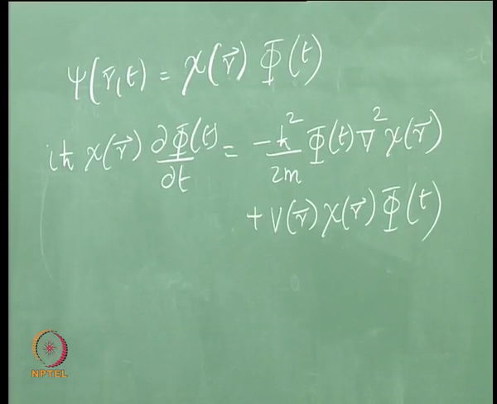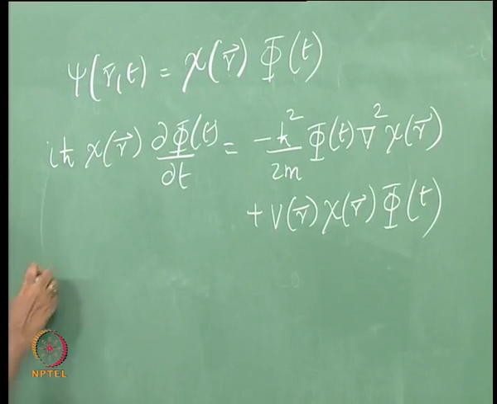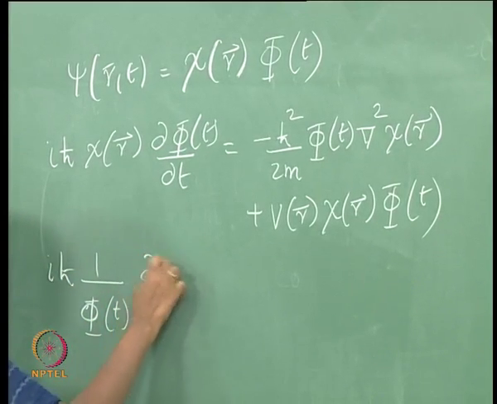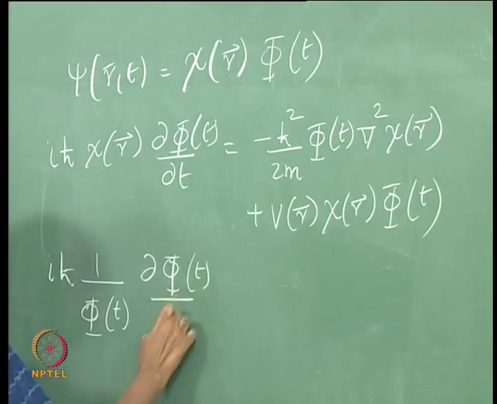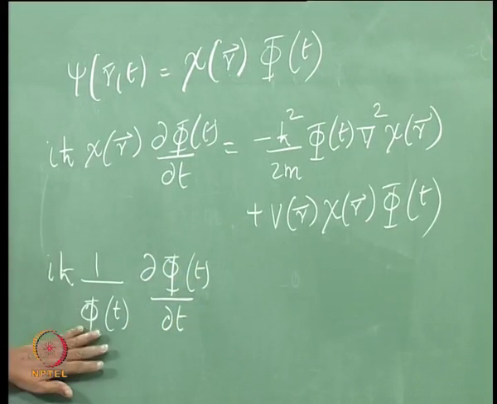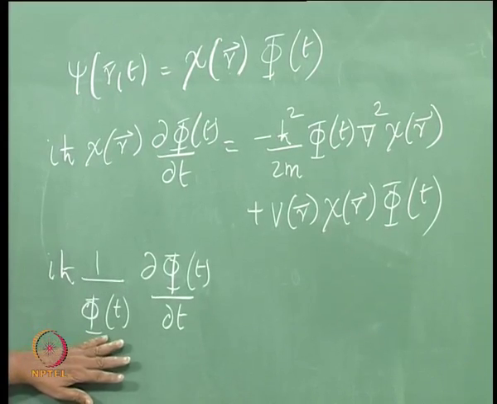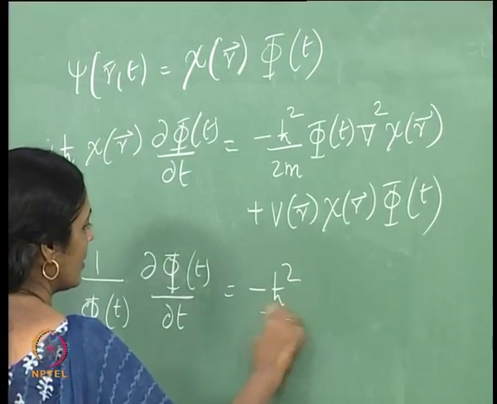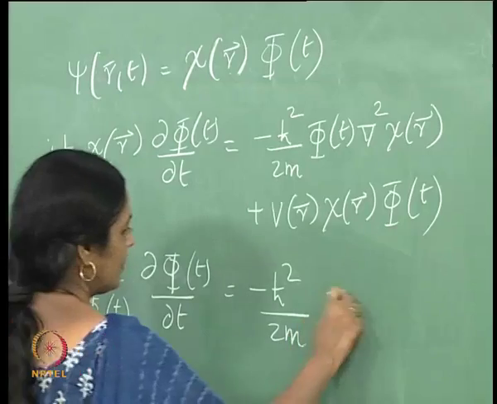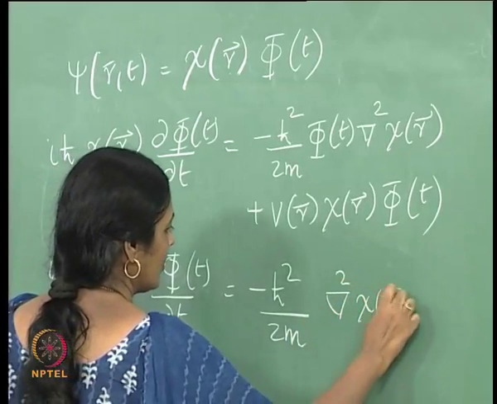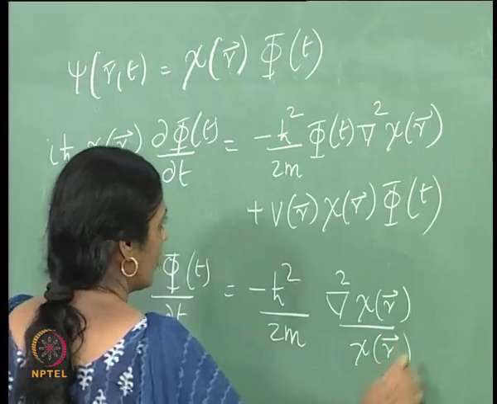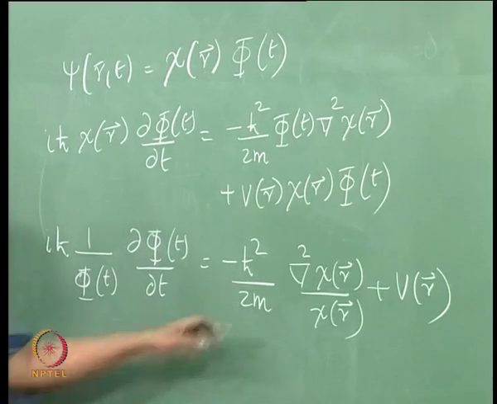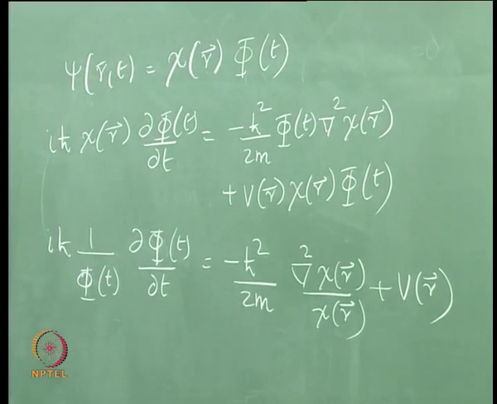Can divide throughout by χ(r) φ(t). And if I did that, the first term, the left hand side, does not depend upon the space coordinate at all. This is only dependent upon time. And as to the right hand side, plus V(r). Look at the right hand side, it does not depend on time at all.